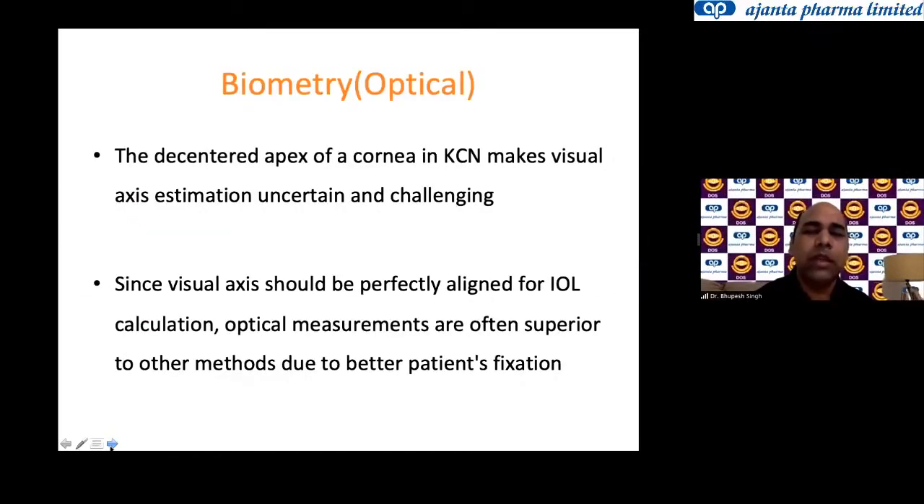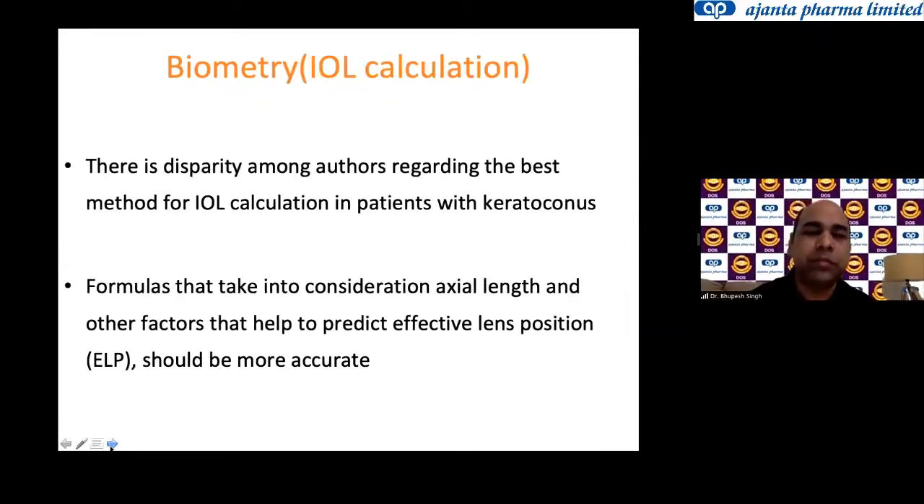Coming to the biometry, the decentered apex of the cornea in keratoconus makes visual axis estimation very uncertain and challenging. Since the visual axis should be perfectly aligned for IOL calculation, optical measurements are superior to other methods due to better patient fixation.